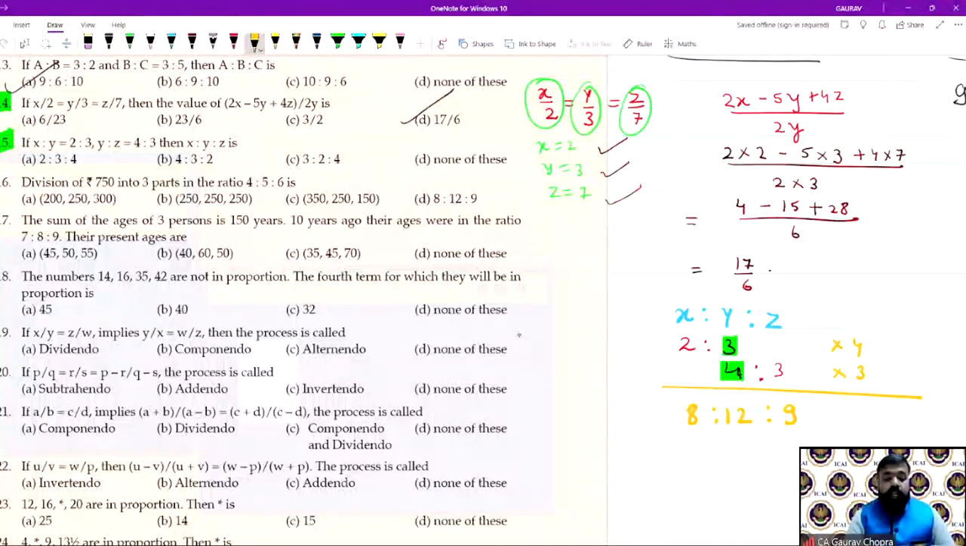Now you can see that this option has shifted below a bit. This option number in 16D should appear in 15D. Okay. So the answer is 8, 12, and 9. All right.